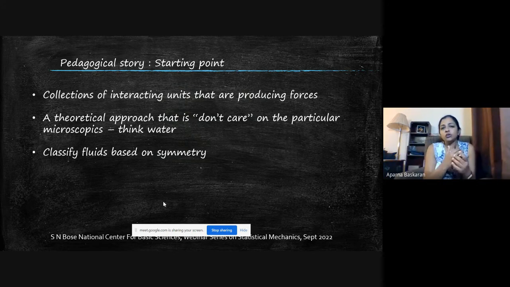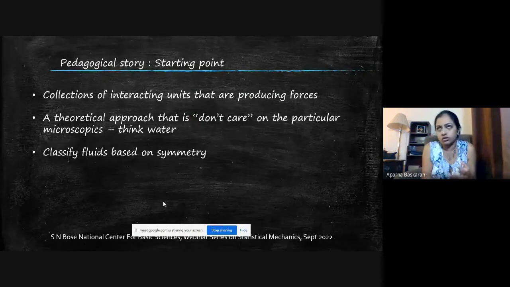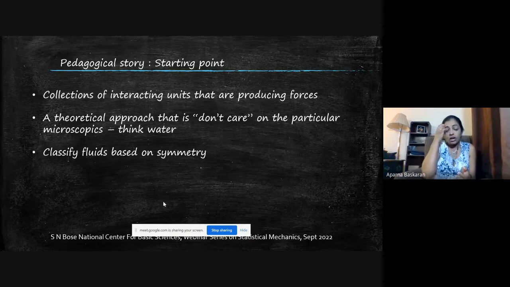What I want to do is write down a theoretical description for a collection of interacting units that are producing forces, right? Because each of my microscopic entities are engines, they are producing forces. So I need to write a theory for a collection of interacting units that produce forces. There are a number of ways of writing this theory. But in this talk, I want to spend my time on a theoretical approach where I don't care about the particular microscopics. What do I mean by that?